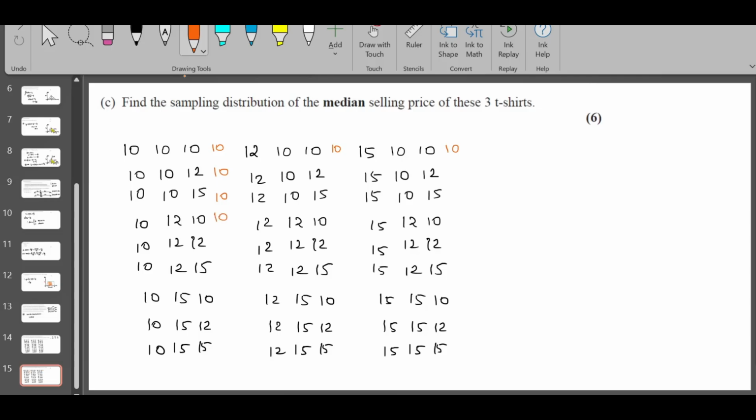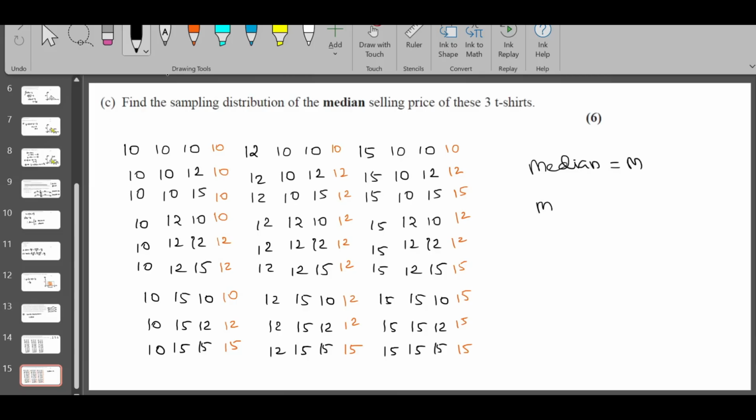And then here, if you write them in ascending order, the middle number will be 12. Here it's 10, 12, 15. Take the medians now. So here it's 12, 12, 12, 12, 12, 12, 12, 15, 15 here, 15 here, 12, 12, 15 here, 12. We got all the medians. Take the median as M.